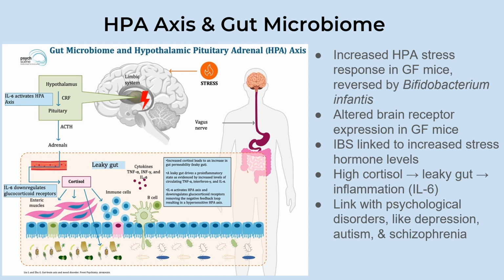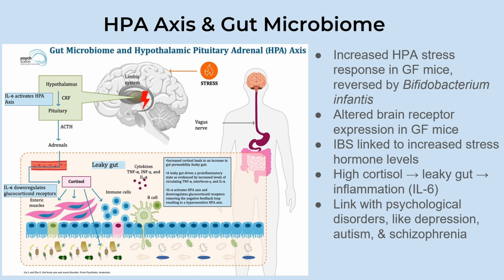Research on germ-free mice shows that the gut microbiota can influence the HPA axis, but also vice versa. Germ-free mice showed an exaggerated HPA stress response, which was reversed by administering the probiotic Bifidobacterium infantis. Altered expression of receptors in the brain, like serotonin, were also observed in germ-free mice. Additionally, in humans with irritable bowel syndrome, or IBS, microbiota alterations correlate with increased stress hormone responses.